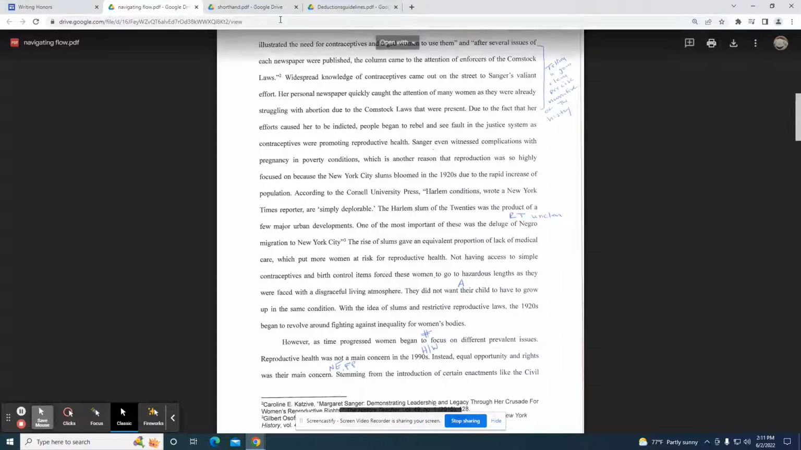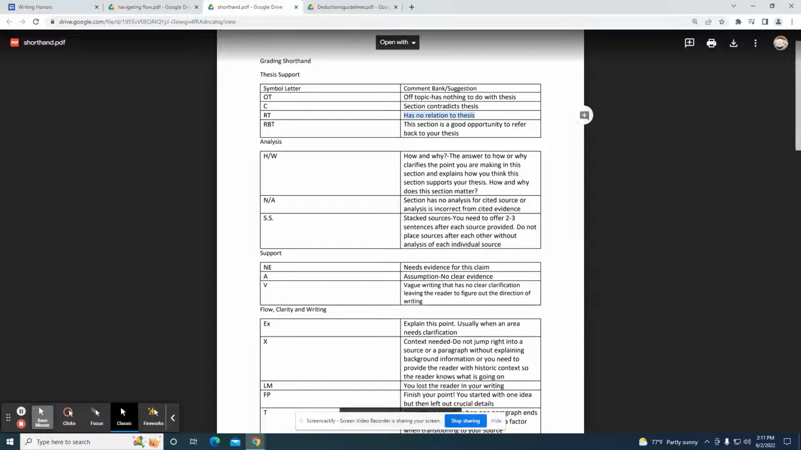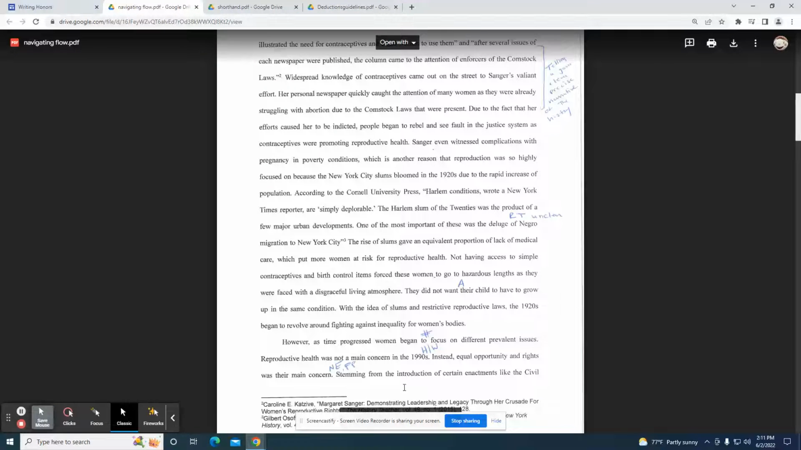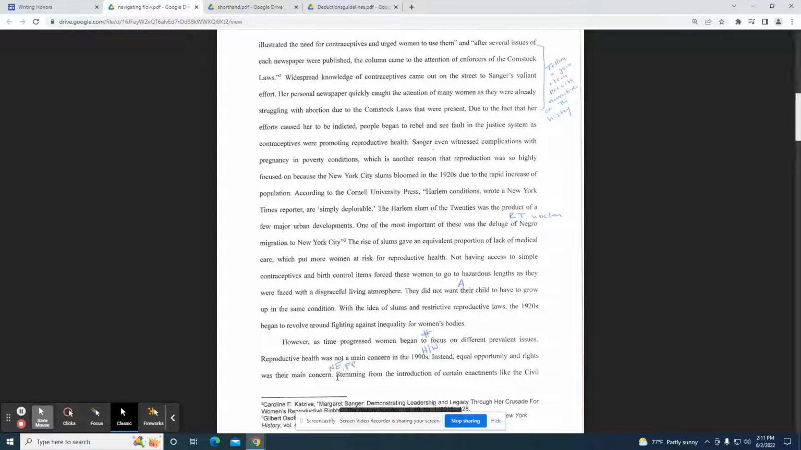FP. Let me see what FP is. That looks like a P. I don't know. I gotta see now. FP, finish your point. So what that means here is the student needed to finish their point. They were going somewhere with this as I was reading, yet they just kind of let the issue drop. And equal opportunity and rights was their main concern.